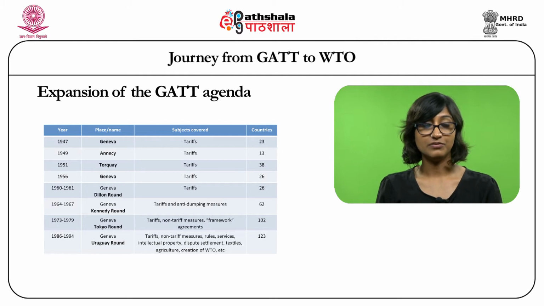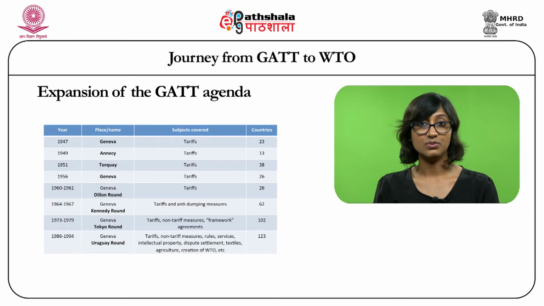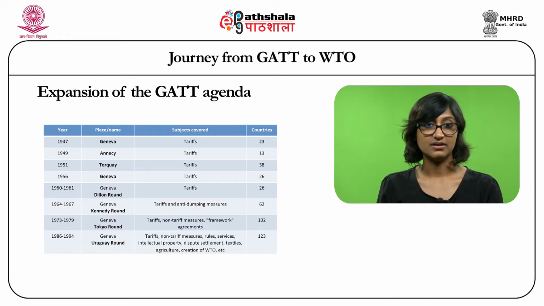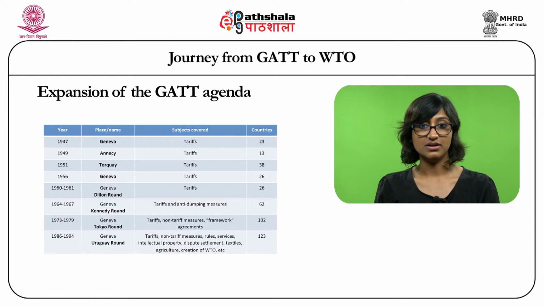In 1951, the round of negotiation took place in Torquay. The subject of negotiations was tariffs, and there were 38 countries participating. In 1956, the negotiation rounds again took place in Geneva, where the subject of negotiations was tariffs, and 26 countries participated. In 1960 to 61, the Dillon round took place in Geneva, with the subject of negotiations being tariffs and the number of countries participating being 26.